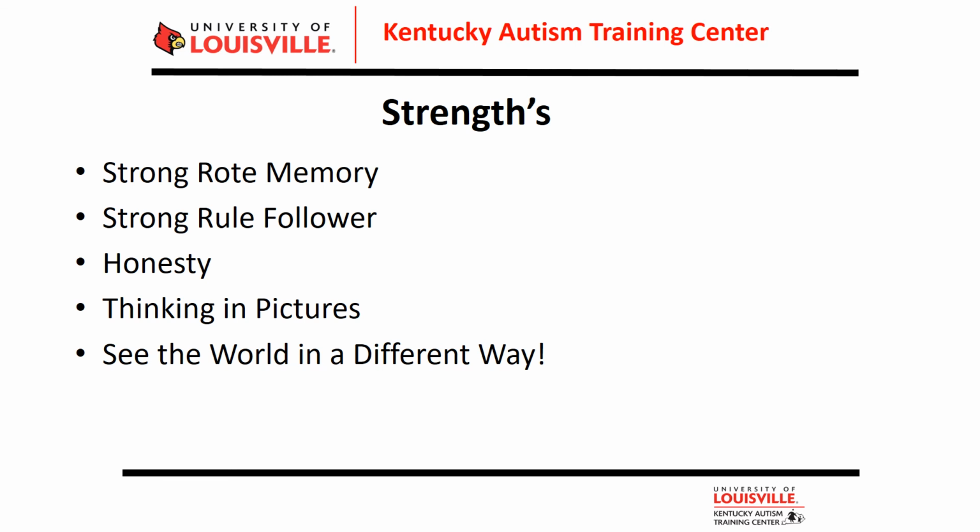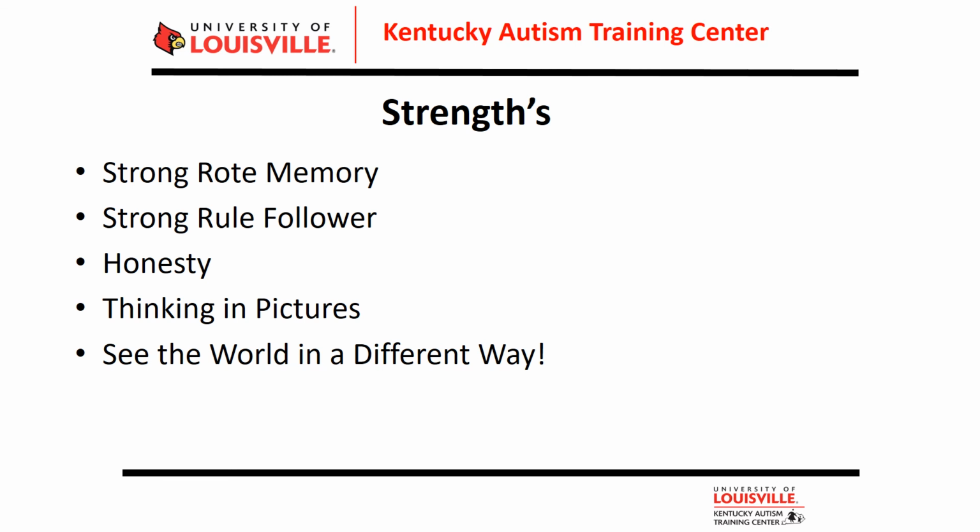Honesty, sometimes it's brutal honesty because they don't always understand the little white social lies that we all tell each other. Thinking in pictures, if you've heard of Temple Grandin, she talks about how if you can make things visual, and she sees things in pictures when she thinks about it, very visually oriented. So visual supports are a good thing to know about.